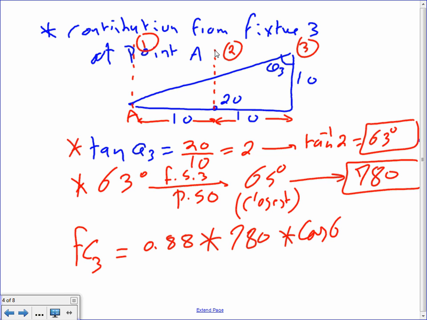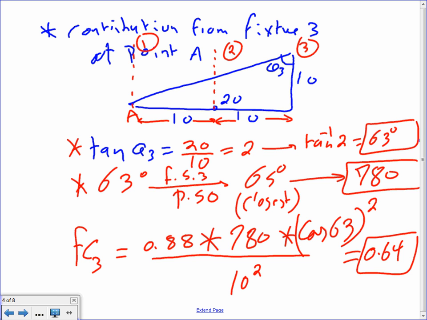Now when I put the cosine, here's what I do. I put the cosine 63. I don't put the cosine of 65. I put the cosine 63 because the actual angle is what? 63 that we're measuring. So it gets you closer at least to the truth. And then divide by 10 to the power 2. And that will give you a healthy 0.64 foot candle.